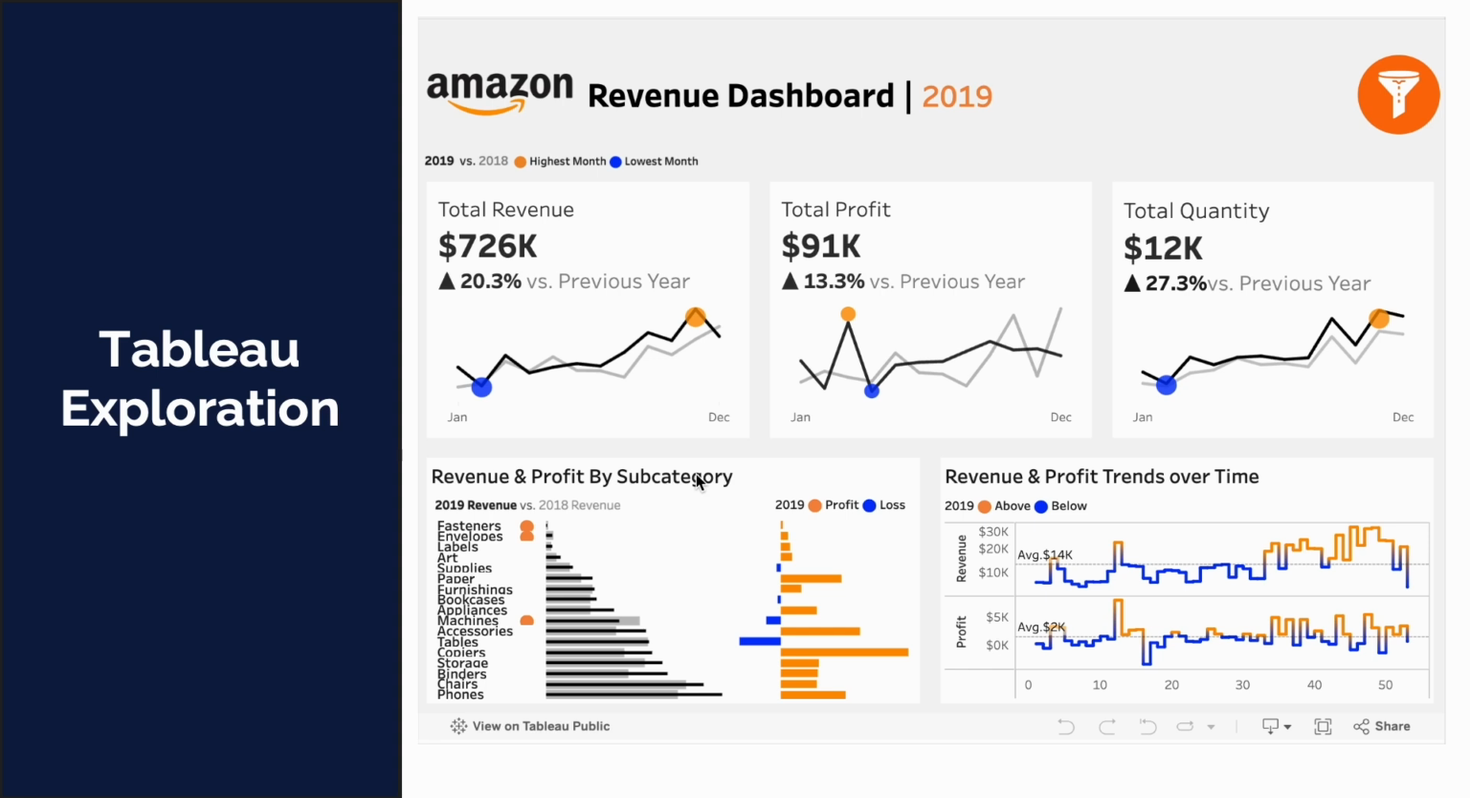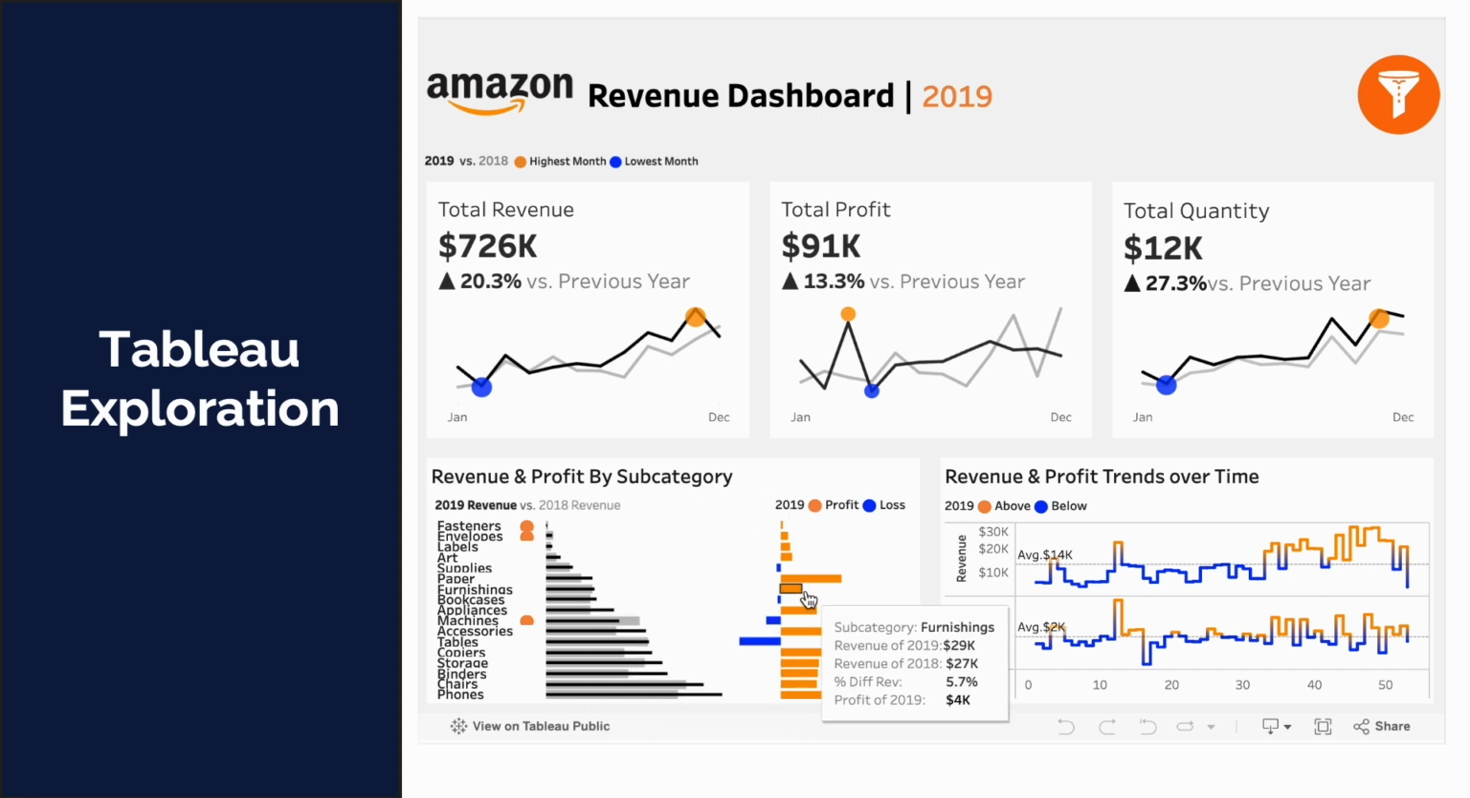Moving on to revenue and profit by subcategory. Profit is displayed only for 2019 and showcases the profit in orange and our loss in blue for each of the subcategories that are displayed on the left. Then, revenue is compared between 2019 and 2018 and shows each of the subcategories from lowest to highest amount of revenue top to bottom.